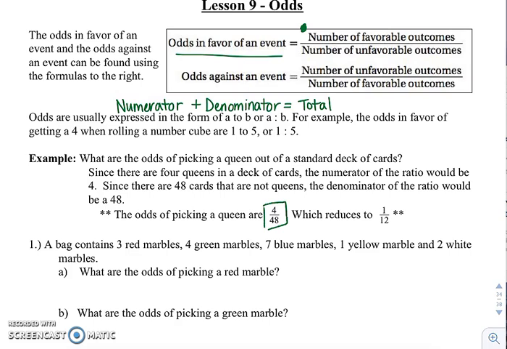I will write it as the ratio so we don't get confused. So instead of 4 over 48, I will write it as 4 to 48. That way we don't think it's probability. It's more clear that it's actually a ratio and that it's odds.